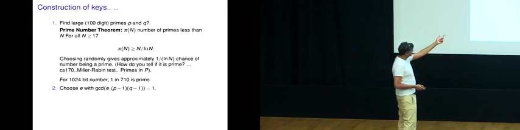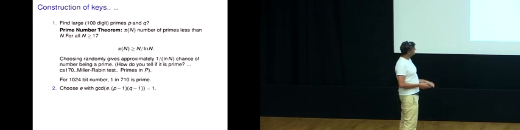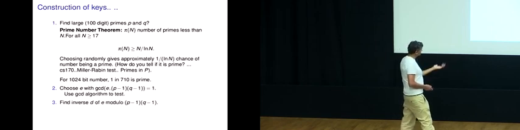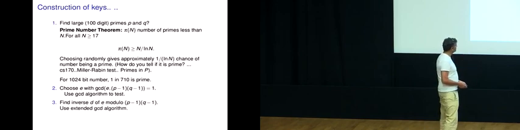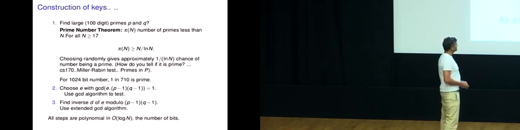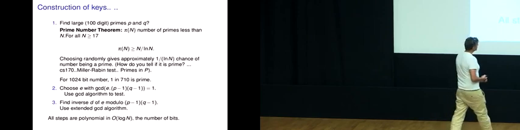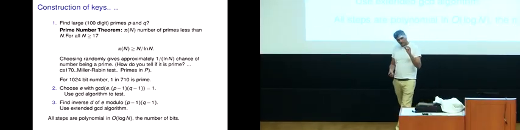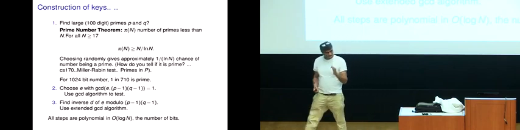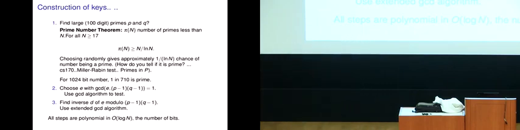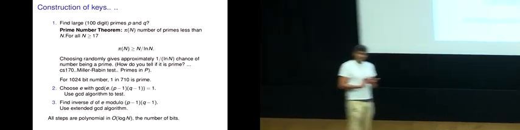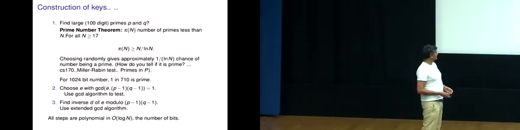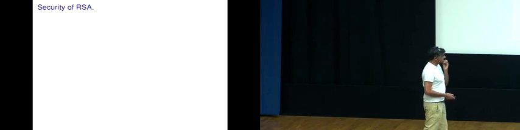Okay. So now you need to choose an E with a GCD of E and of this thing being 1. We know how to compute GCDs. We can find the inverse of E, which is D, using the extended GCD algorithm. So all steps are polynomial in the log of the value of the number, or polynomial in the number of bits. Okay? This is why we went through this process of doing repeated squaring, and extended GCD. All of those are used all the time. Okay, so now let's prove security.